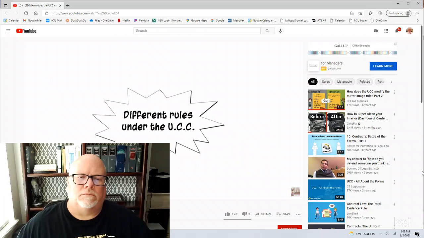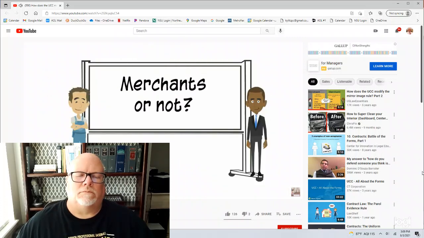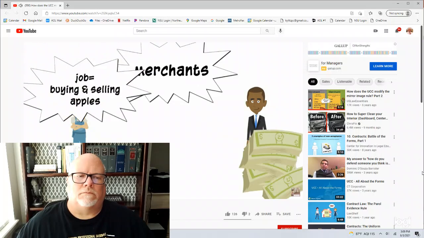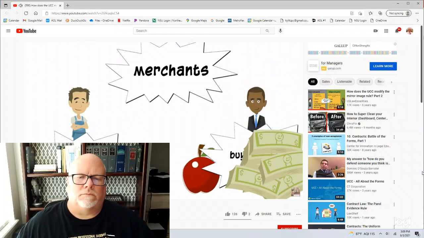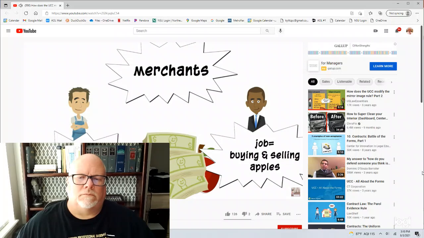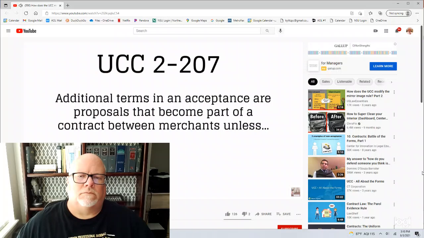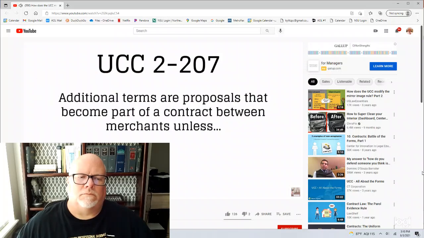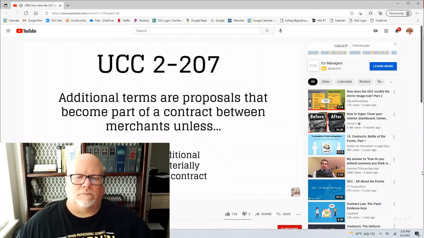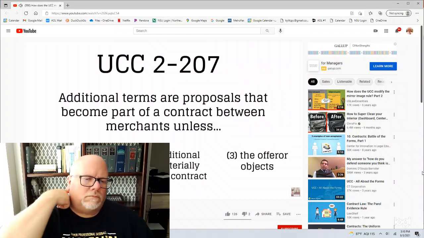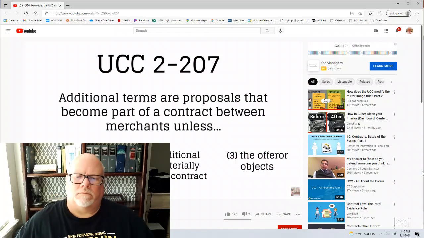Under the common law, we might not have a contract for apples because the acceptance didn't mirror the offer. The UCC, though, gives us different rules. First, we have to ask, are the parties merchants or not? And merchants means, in this case, that both parties are in the business of buying and selling apples. And the UCC tells us that additional terms in an acceptance between merchants become part of the contract, unless the offer says that the offeree can't add terms, or if the additional terms materially change the contract, or if the offerer says, no, I don't accept the additional terms.